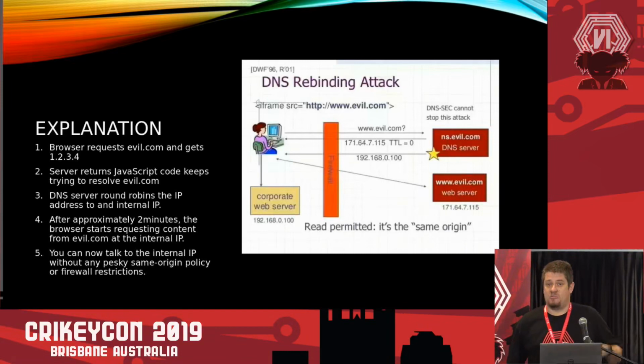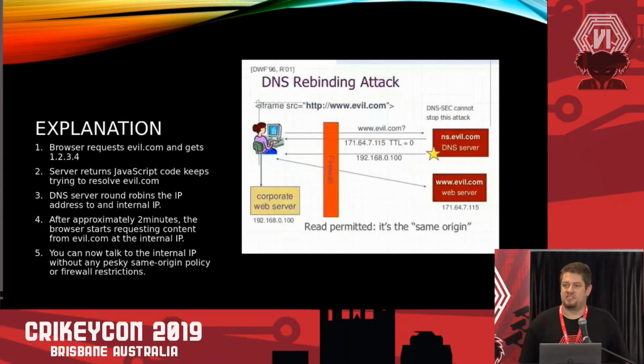And then after a while, so usually after the payload or the JavaScript is being delivered to the browser, the DNS server will then change, go, hey, I'm not that internet-facing IP address, I'm actually one of your internal web servers. So at that point, approximately 1 to 2 minutes, the browser starts requesting content from evil.com at your internal server IP address. So instead of pointing to the internet, it's pointing to some internal web service that you're running, uTorrent, World of Warcraft, whatever.